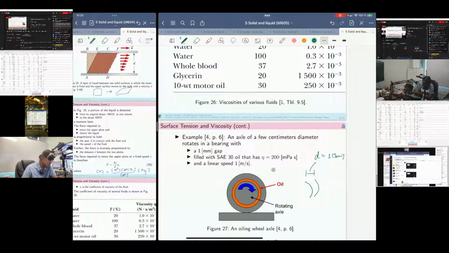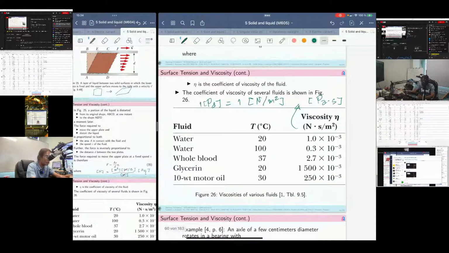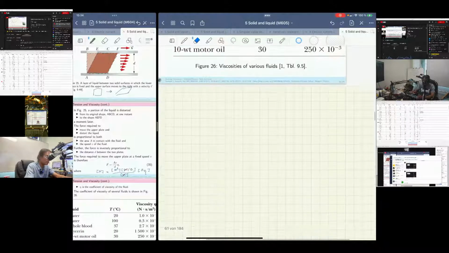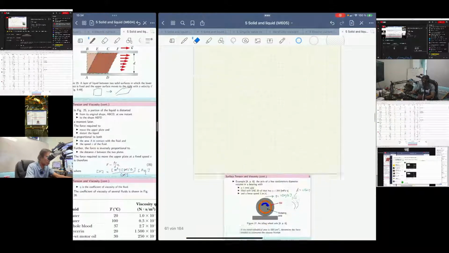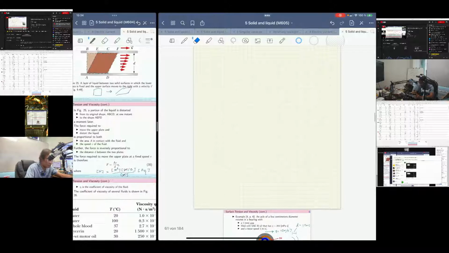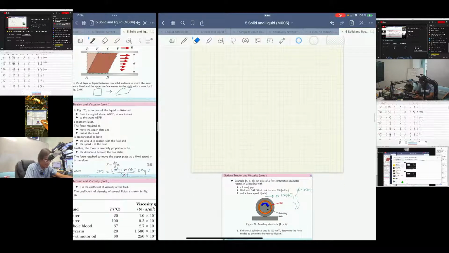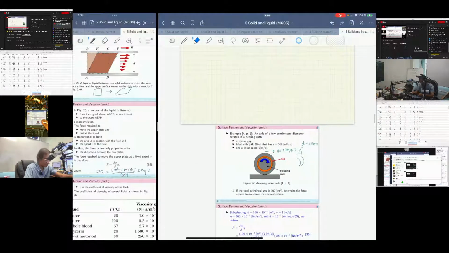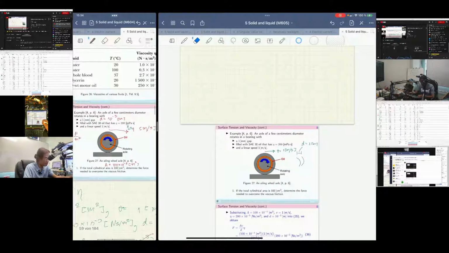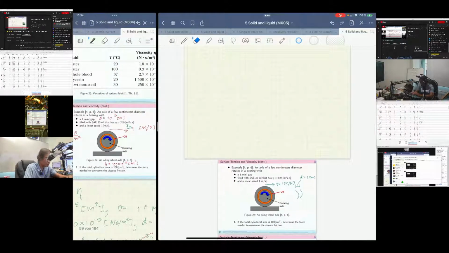And the linear speed of this one, it rotates and goes with a velocity of 1 meter per second, right? Okay, that's the information from this problem. Let's solve this problem.